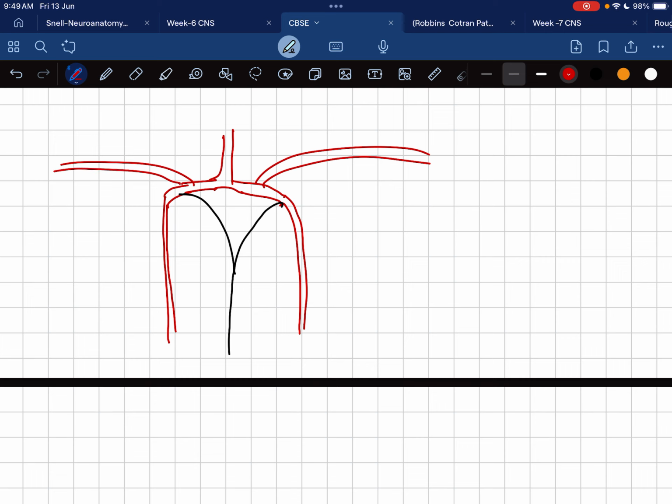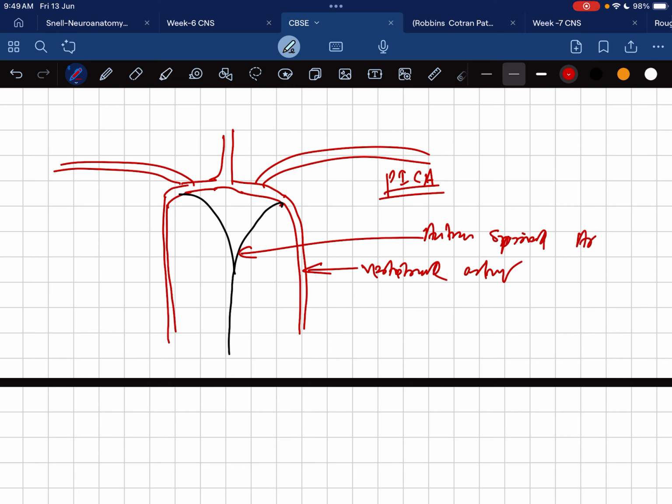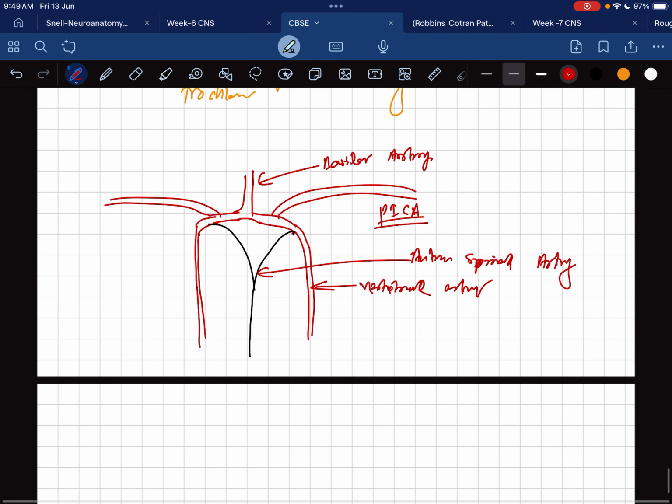posterior inferior cerebral artery. PICA. This is the vertebral artery, and this is the anterior spinal artery, basilar artery, and from here there is some pontine artery.